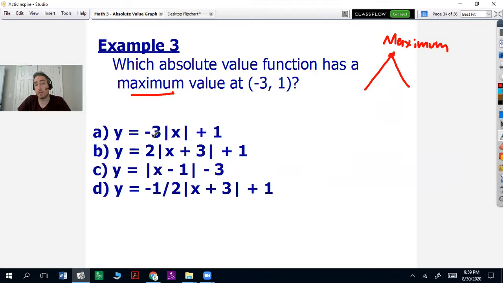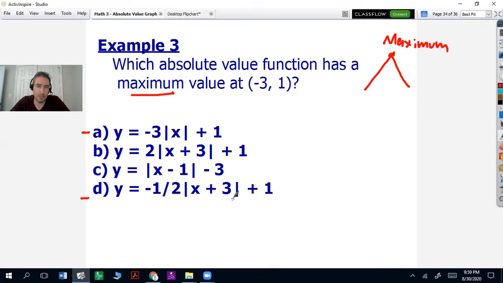So I know that one of these two is going to produce a maximum, whereas one of these would produce a minimum because it would be opening up. So now we can decide between those two which one is going to give me the point negative 3, 1 as that vertex, that maximum value. If you can't tell from here, we could graph it, but we at least narrowed our choices down between A and D.